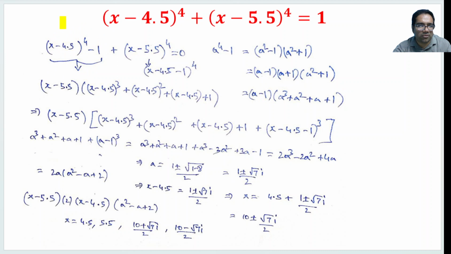Here a power 4 minus 1 becomes a minus 1. What is a minus 1? x minus 4.5 minus 1, which is x minus 5.5, times a cube, which is (x - 4.5)^3, plus a square, which is (x - 4.5)^2, plus (x - 4.5) plus 1. So this left part has become this. Great. And what is the right part? (x - 5.5)^4. Let us write this also as (x - 4.5 - 1)^4.